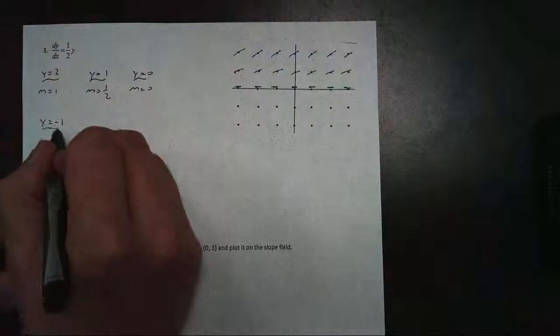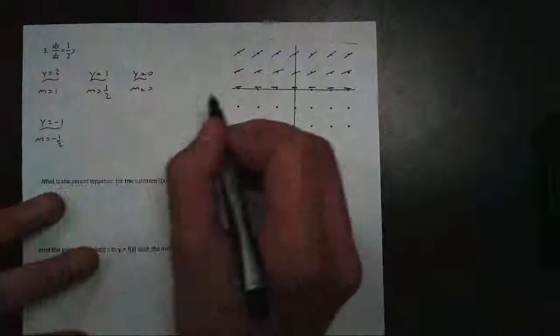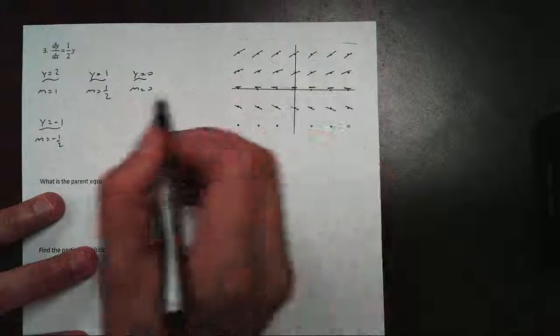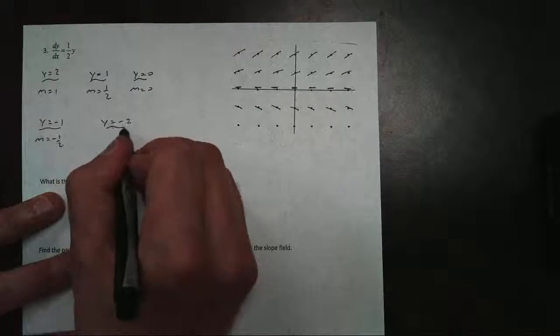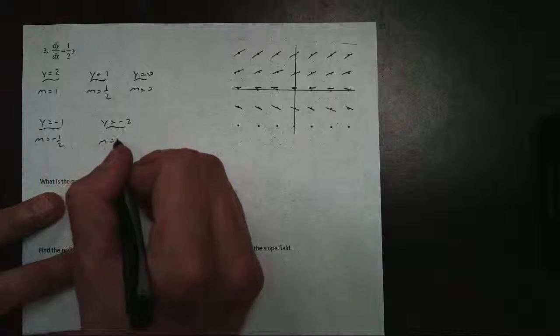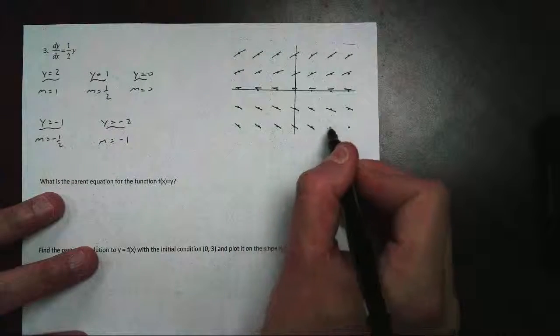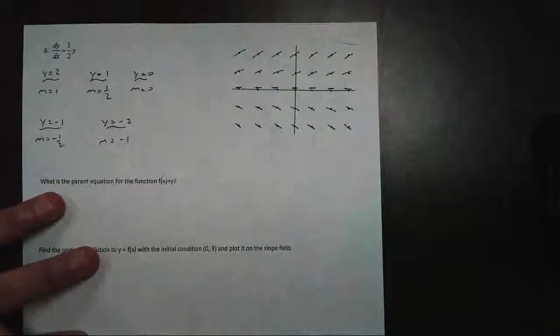When y is negative 1, my slope is negative 1/2. Negative 1/2, negative 1/2, negative 1/2. And I keep going. And when y is negative 2, we get m equals negative 1. So negative 1, negative 1, negative 1, negative 1.